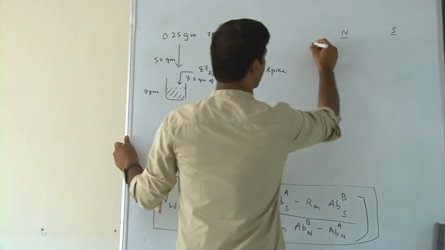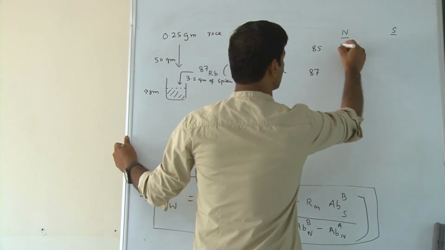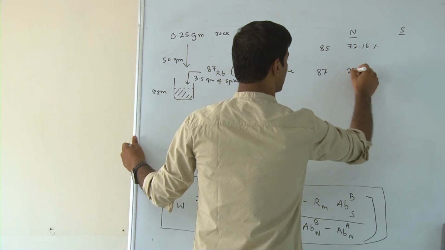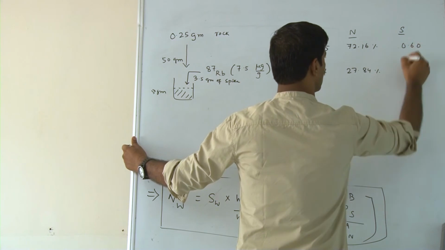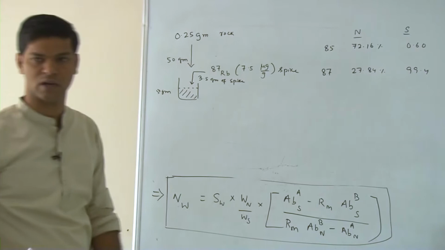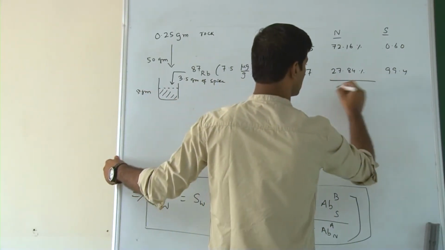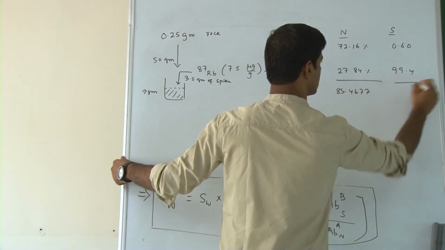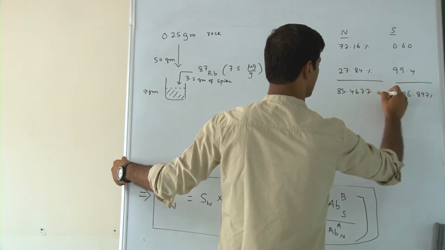So, if you look for 85, 87, these are the isotopes. So, the natural isotope is 72.16%, this is 27.84%, this is 0.994%. So, if you see the atomic weight term, this will come around 85.4677, and this is coming around 86.8971 mu.